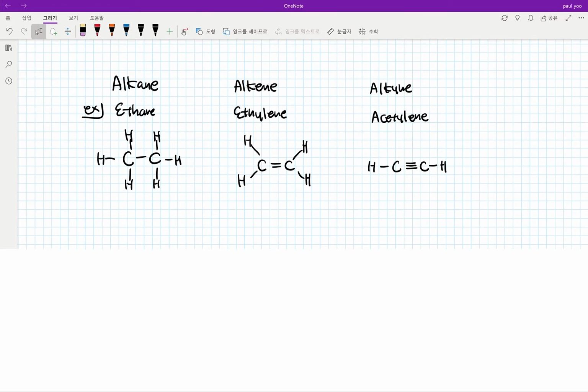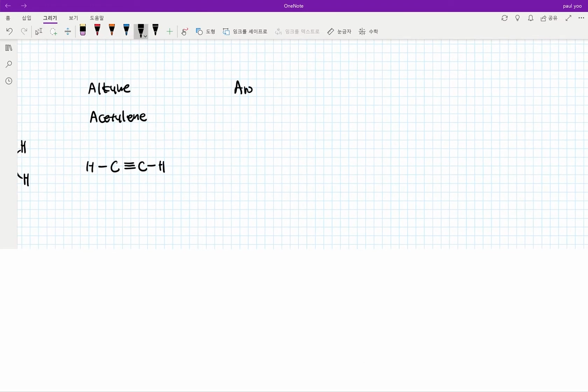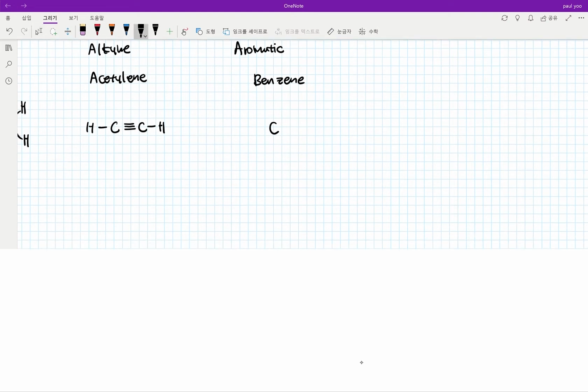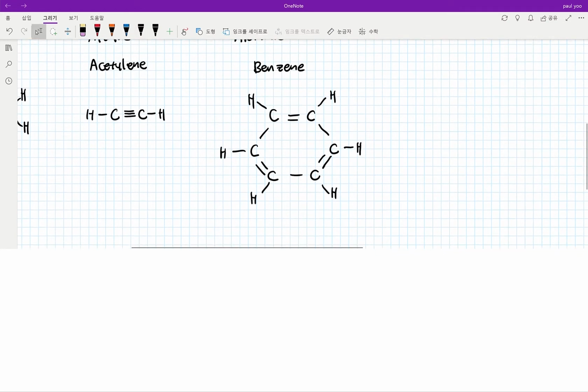An example of an aromatic, we can talk about benzene. Benzene is made up of 6 carbons with double bonds and single bonds alternating, and there will be 6 hydrogens attached to each carbon, and this compound is named benzene.